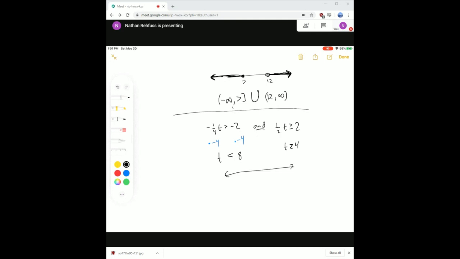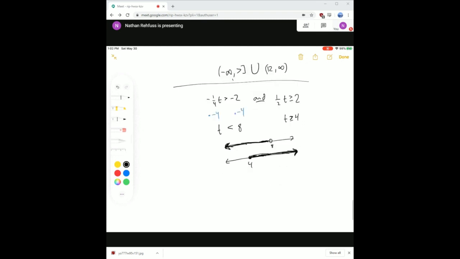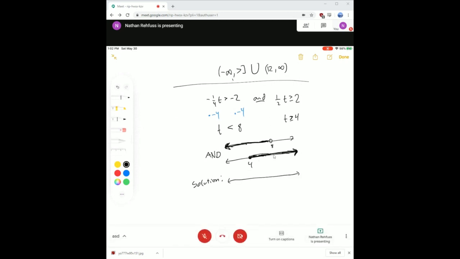Let me draw two number lines here. Here's the first condition. Here's 8, and t can be anything less than 8. Here's the second condition. This is 4, and t can be 4 or anything bigger. So our solution, we have to satisfy both. This is an and situation. We have to satisfy both, and that means if it's less than 8 and bigger than 4, it works. But if it's only one or the other, it doesn't work.